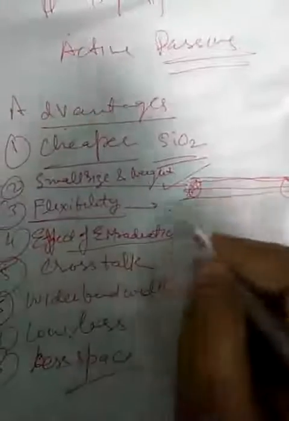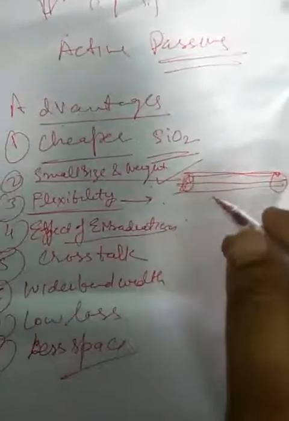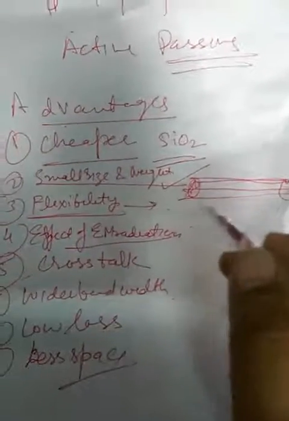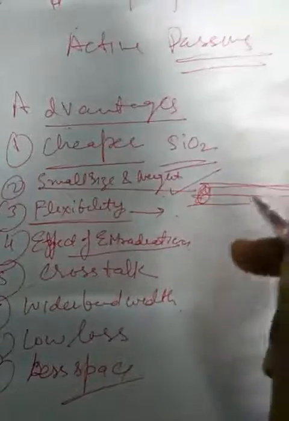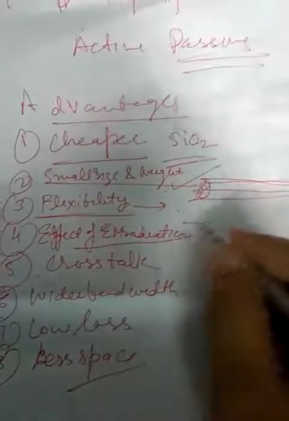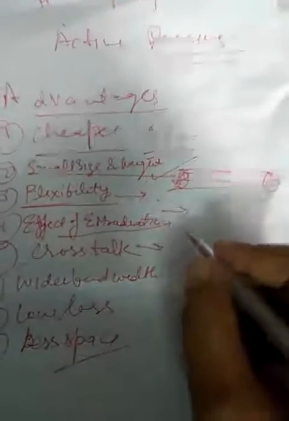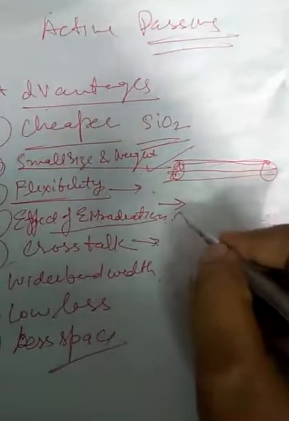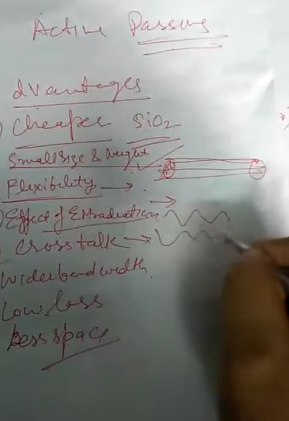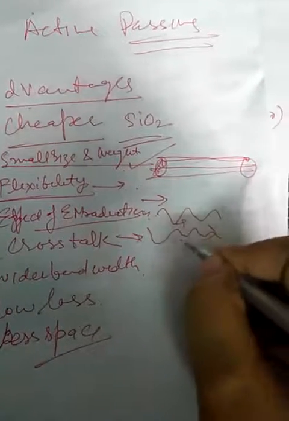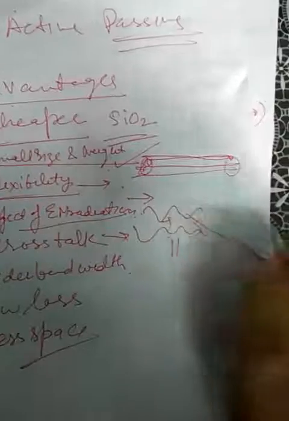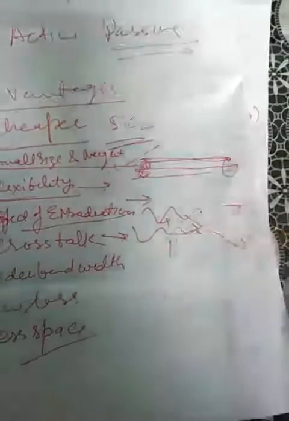No effect of EM radiations. Since they do not undergo interference, there is no effect of electromagnetic radiation inside the optical fiber. Then the crosstalk. Crosstalk of the signal occurs when two different signals interfere with each other, so one signal crosses to another and that signal crosses to a third one.